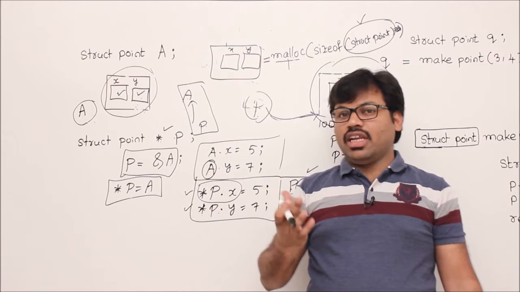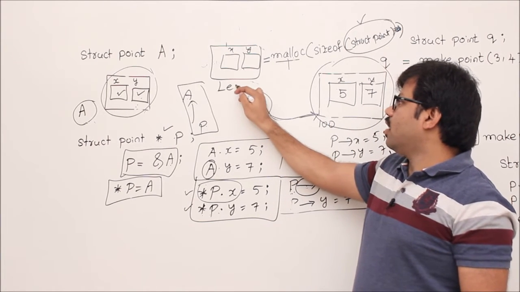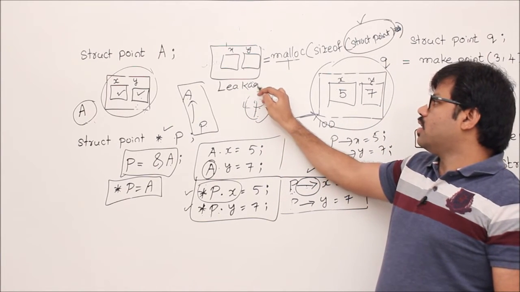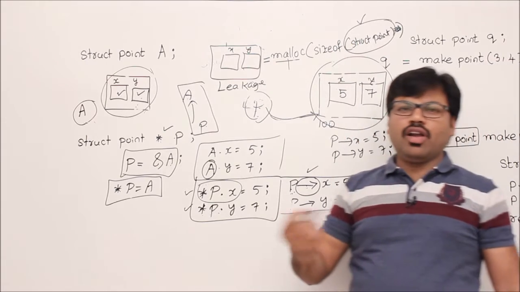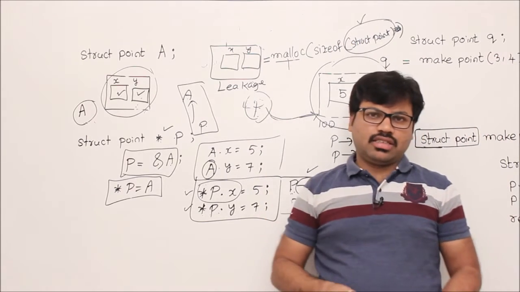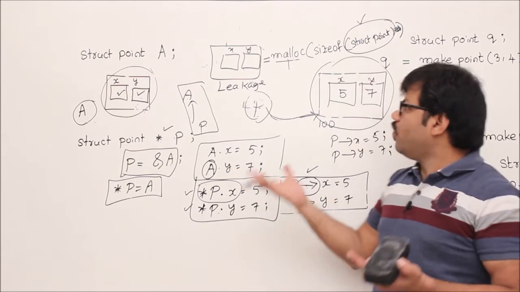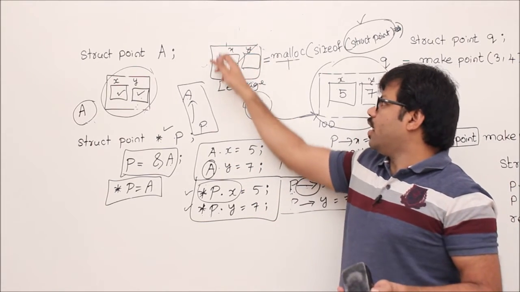Is it not like a memory leakage? There is a memory leakage here if you don't take the address of the box which is allocated by malloc. So there is a memory leakage. Be careful. Okay.